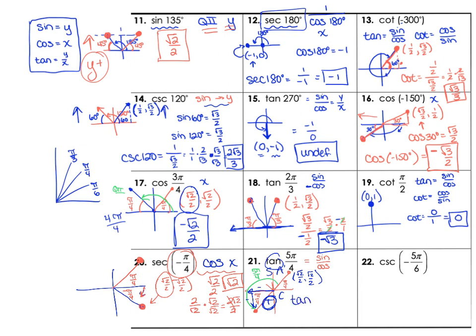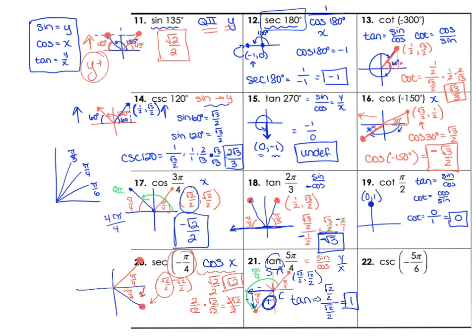So the tan, I'm going to take my y value and put it over my x value. So the tangent is the square root of 2 over 2 over the square root of 2 over 2. I'm dividing the same thing by itself. My answer is just 1.